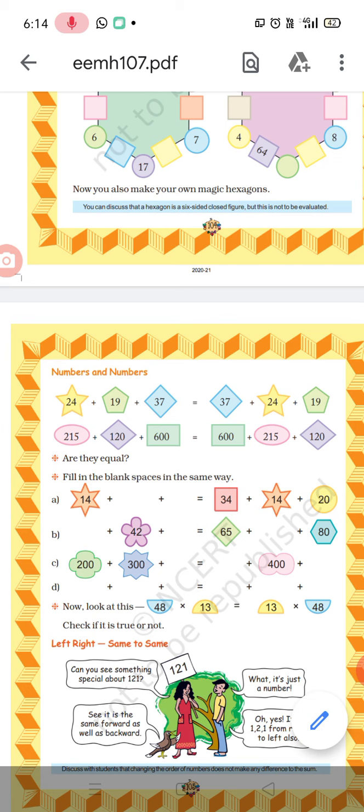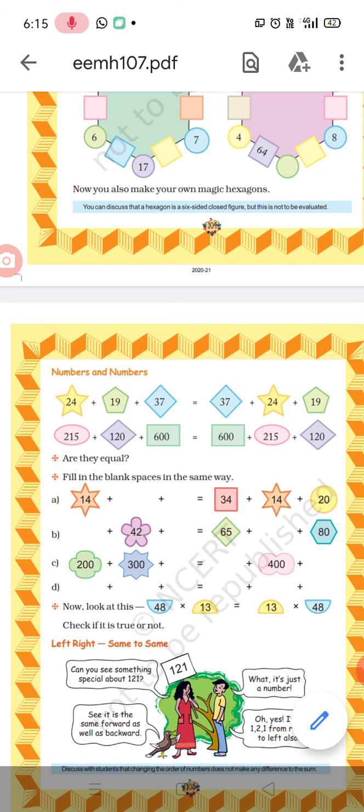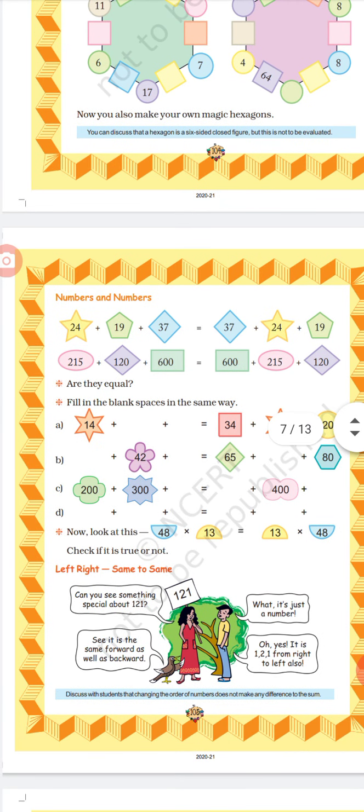Okay, after that there is a picture given of a girl and a boy standing near the tree, and they are discussing that. The girl is saying, can you see something special about 1 to 1? The girl is saying कि तुमने कुछ देखा है 1 to 1 में कितना स्पेशल है. तो then the boy is saying, it's just a number, उसमें क्या स्पेशल है.